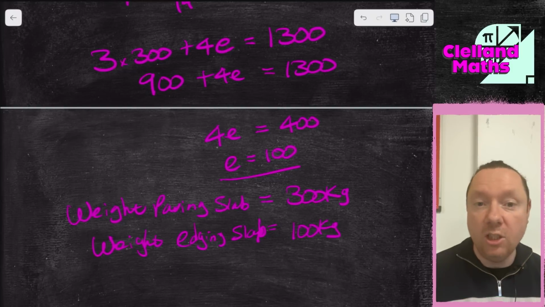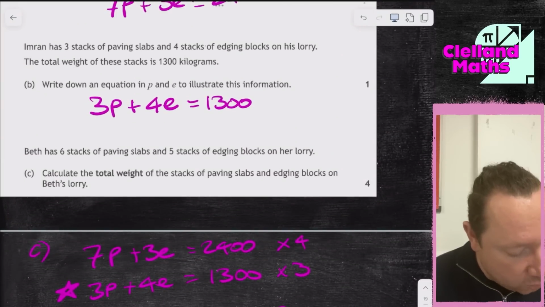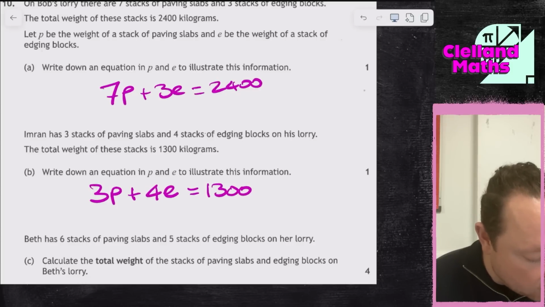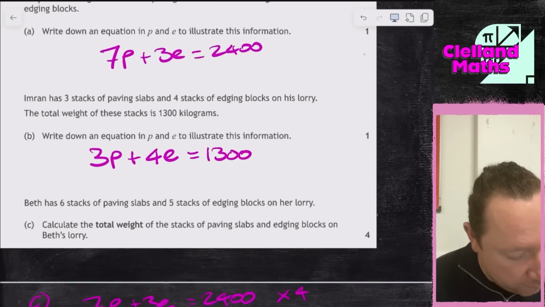But I've not actually answered the question yet. If you've stopped there, you've missed something, because it does say calculate the total weight of stacks of paving slabs and edging blocks on Beth's lorry. Let's just make sure Beth's only got one lorry. Beth's got a lorry, Imran had his own lorry, and Bob had a lorry. So it's just Beth's lorry.